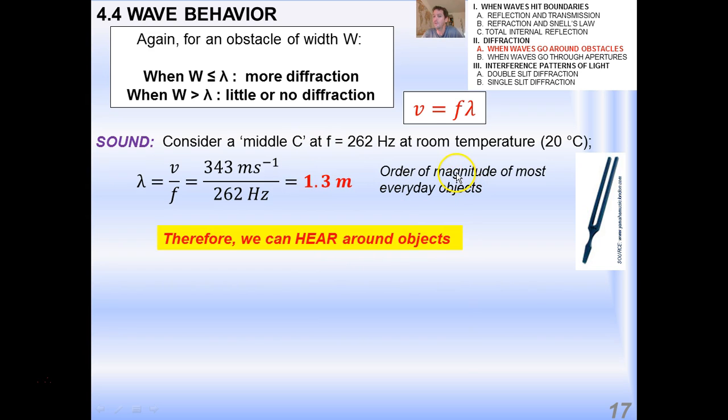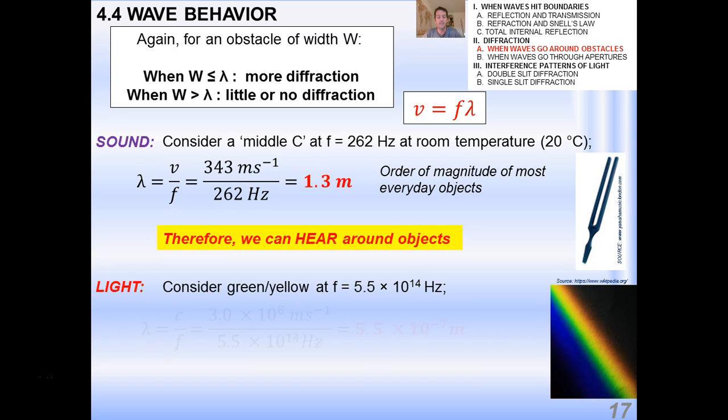Okay, this is the order of magnitude of a lot of everyday objects that we interact with. For example, open doorways. I'm going to talk a little bit about diffraction through apertures. It turns out that it's the same physics as around obstacles, but therefore we can hear that sound diffracts around objects on the order of 1 meter, so we can hear around objects.